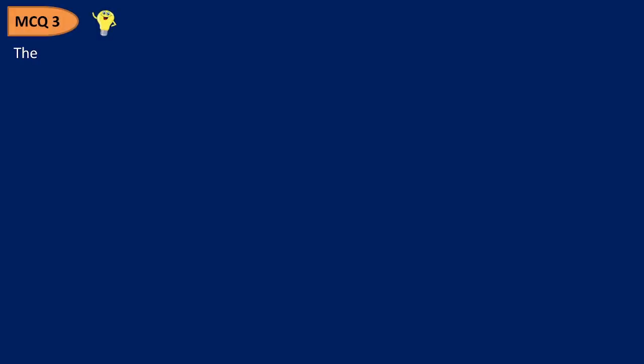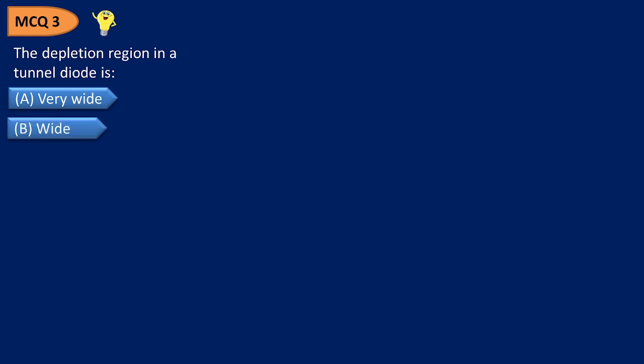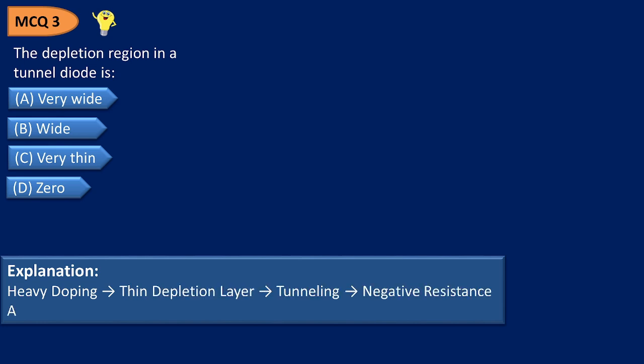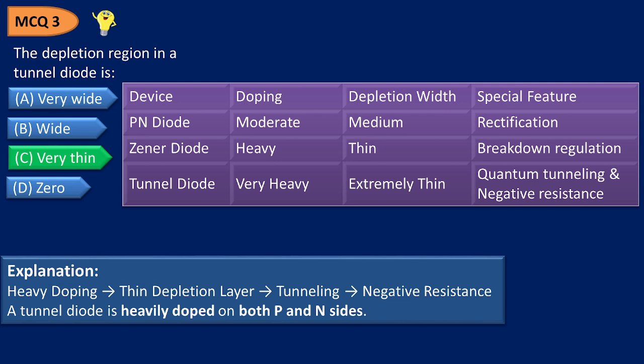Okay, so the third MCQ: the depletion region in a tunnel diode is very wide, very thin, or zero. We know from the previous MCQ that a tunnel diode is heavily doped, and that's why its depletion layer is thin. Compared to other devices, the tunnel diode is heavily doped and its depletion width is thin. So as the doping level increases, the depletion region decreases. So the correct option is C, very thin.